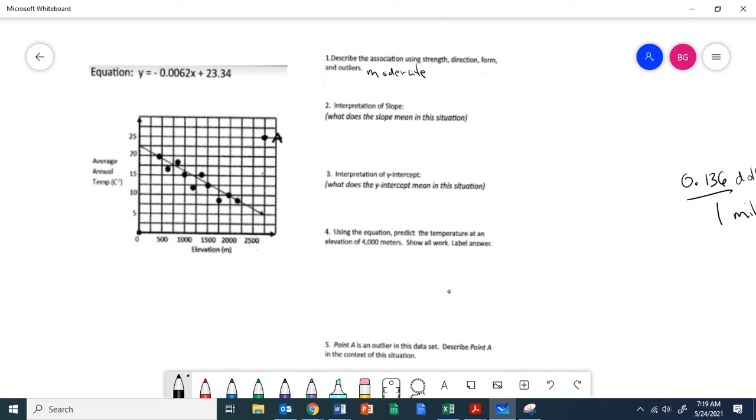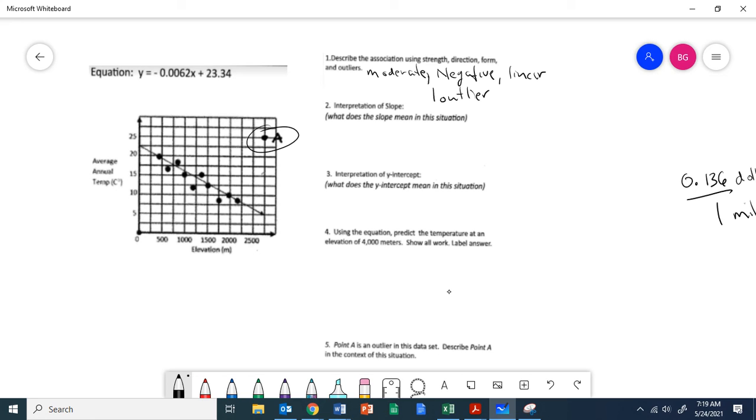We have some variance on our line. The direction is negative this time. We're decreasing here. Our form is linear. And our outliers, yes, we have 1. Now, I want you to go ahead and do the interpretation of the slope.